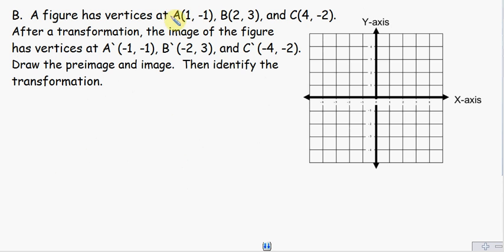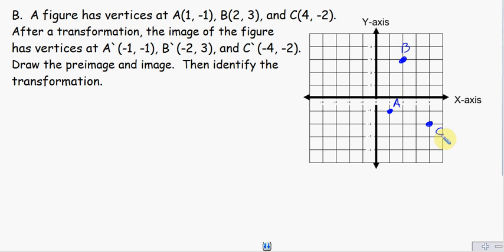So let's start. Okay, here's A, which is 1, negative 1. And I got B, which is 2, 3. 1, 2, 1, 2, 3. There we go. There's B. And then C is 4, negative 2. 1, 2, 3, 4, negative 1, negative 2. Right there. All right, so there is C.